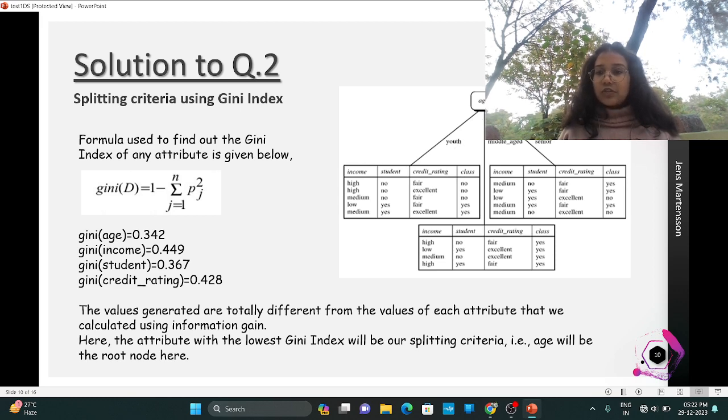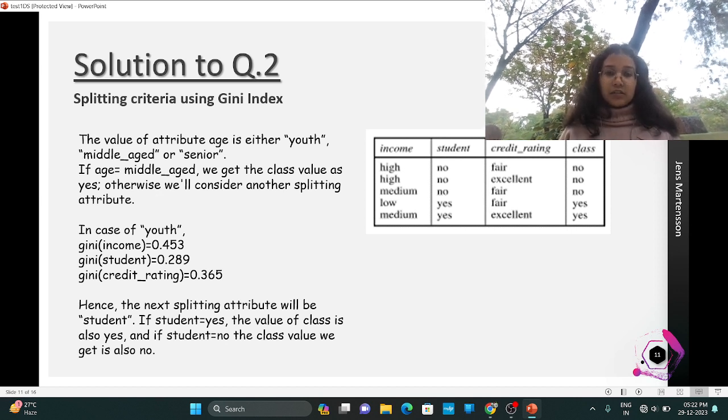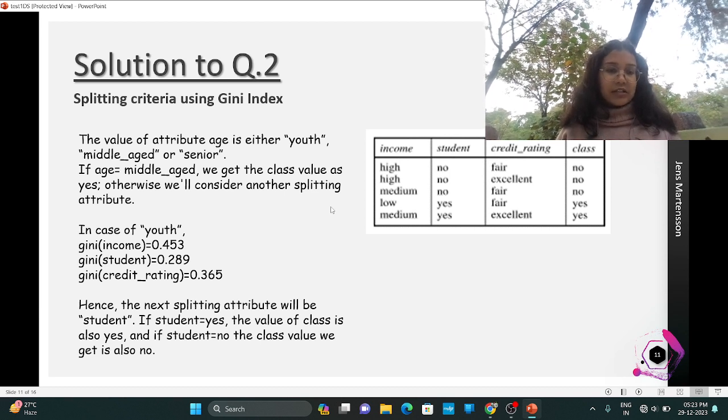Here we can see the root node is age. The value of attribute age is either youth, middle-aged, or senior. If age equals middle-aged, we get the class value as yes. Otherwise, we will consider another splitting attribute.